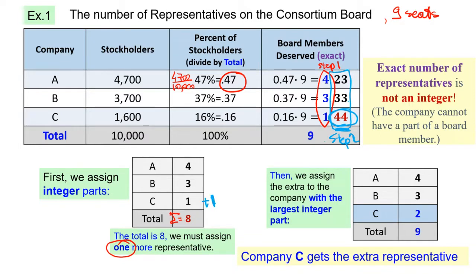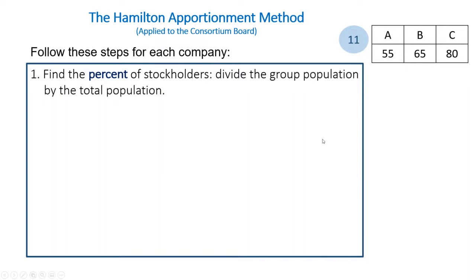Sometimes there are 2 or 3 extras. The rule is that there must be fewer extras than the number of companies or groups that we consider. So here we have 3 companies, so the number of extras can be either 1 or 2. It cannot be 0, it cannot be 3. So then the final apportionment is A gets 4, B gets 3, C gets 2 representatives. On these slides, you see all these steps written down. So first, find the percent of stockholders.